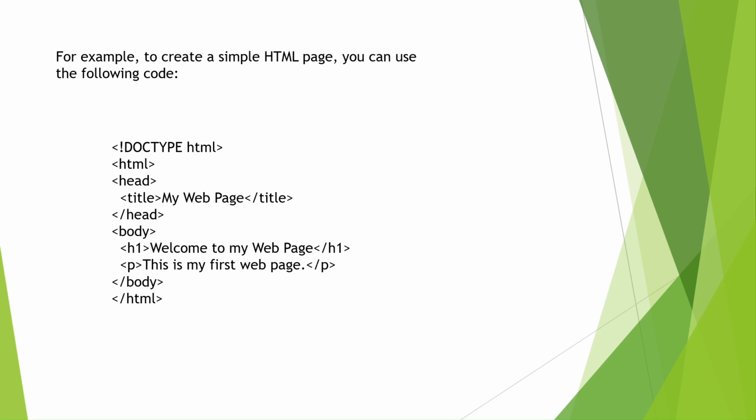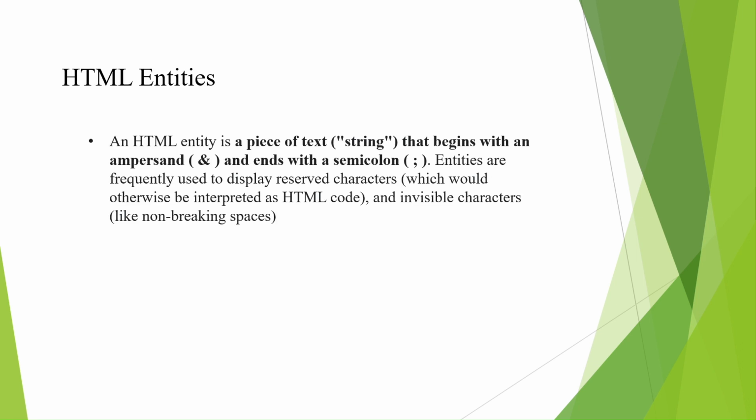So let us discuss the HTML entities. An HTML entity is a piece of text string that begins with an ampersand and ends with a semicolon. Entities are frequently used to display reserved characters which would otherwise be interpreted as HTML code, and invisible characters like non-breaking spaces.